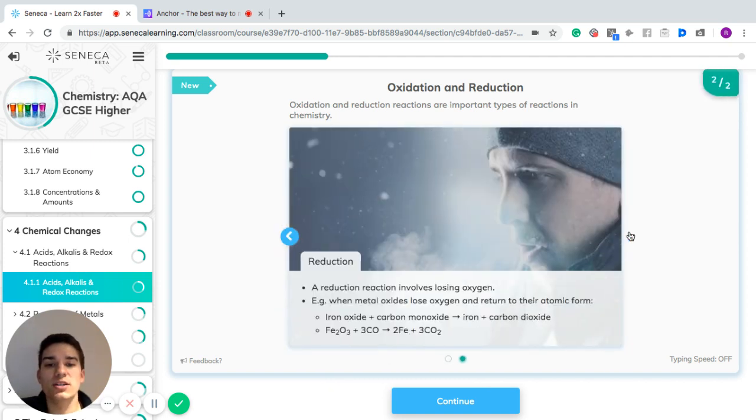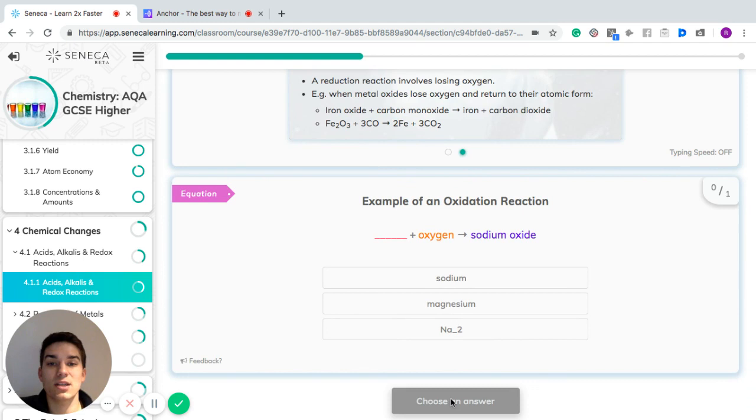And a reduction reaction involves losing oxygen. For example, when a metal oxide loses oxygen to return to its atomic form, so just the metal. So iron oxide can be reduced by carbon monoxide, and that will produce iron and carbon dioxide. The iron has gone from iron oxide, it's lost oxygen, and it's come out of the reaction as just iron. Therefore, we can say it's a reduction reaction.